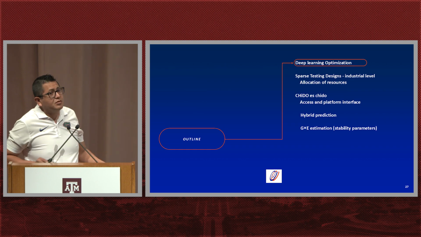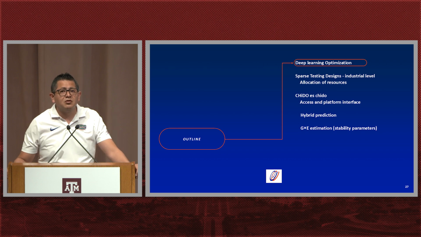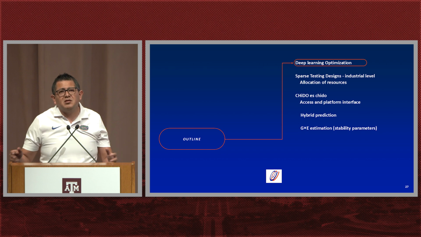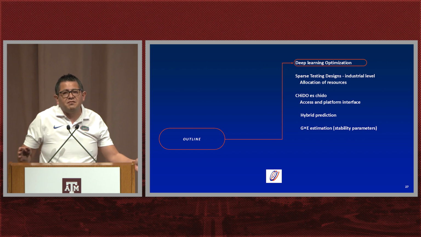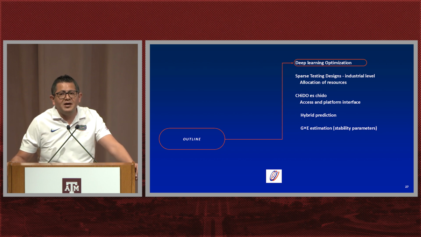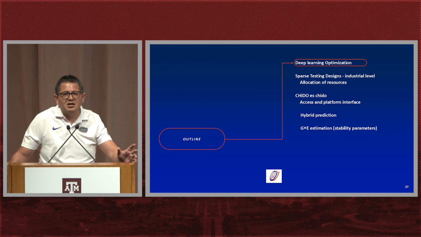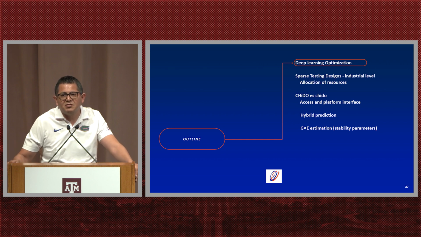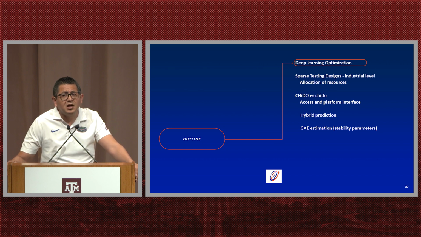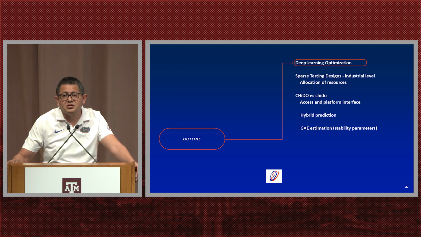So this is the outline of the presentation. First, I'm going to talk about a couple of topics about science, so deep learning optimization. And we will describe a few of the things that we found now that everybody is jumping in the area of AI. So we wanted to study in a better way what's going on with the architectures. And then I'm going to mention sparse testing design, how we can apply this at the industrial level, how we can optimize the allocation of resources, and how we can get products faster.